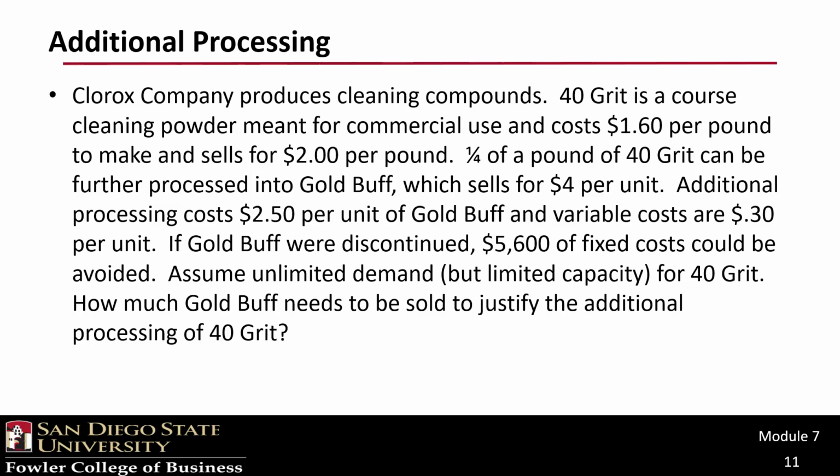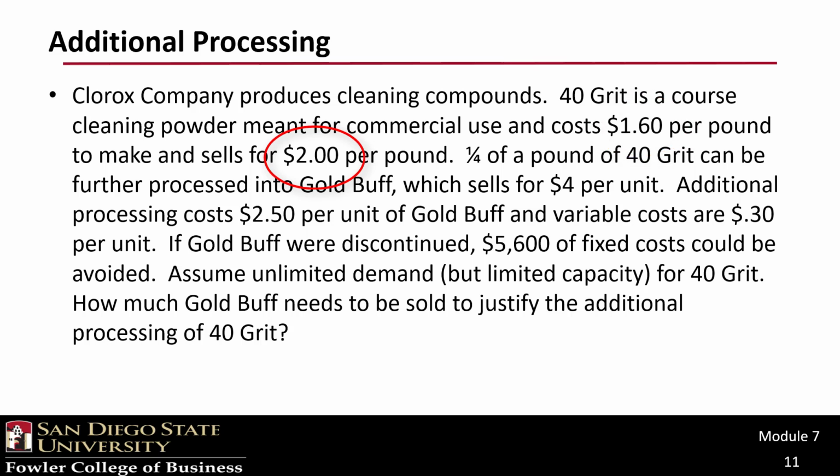Okay, our next strategic decision is whether or not we should take a product and continue to process it under the notion that we'd be able to sell it for a higher amount later. So Clorox Company produces cleaning compounds, and 40 grit is a coarse cleaning powder meant for commercial use. It costs $1.60 a pound to make and sells for $2 a pound.